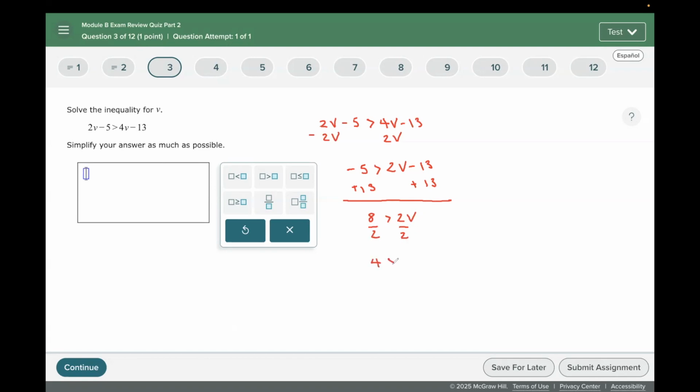So 4 greater than v. So this will be our answer. Another way of writing this is saying v is less than 4, so just reading it from right to left. So that's our answer. How can we check this?